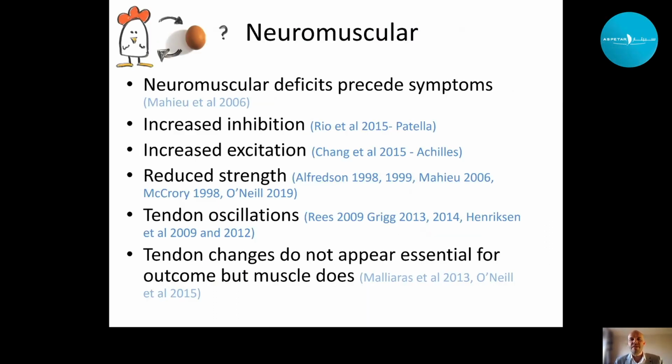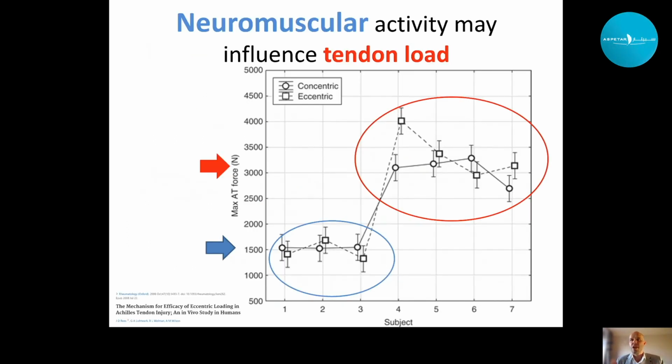And there's a whole load of evidence out there showing that neuromuscular changes precede symptoms, in the only study that's ever looked at it, so we're limited with that. But certainly afterwards, we know there's large changes in neuromuscular function, and this isn't them all. This is just a smattering of the changes that occur. And currently, that's where we want to go, really.